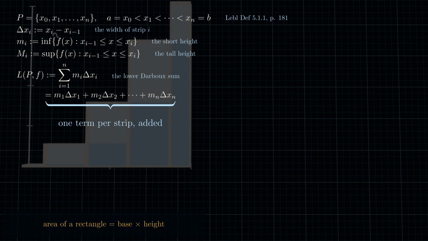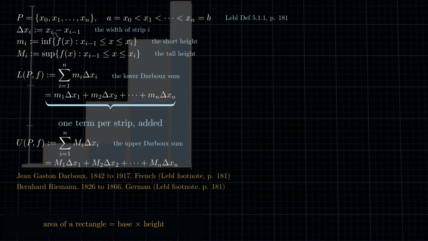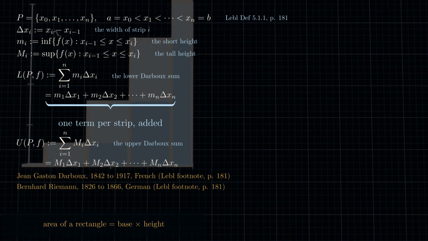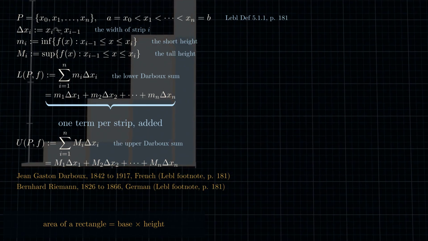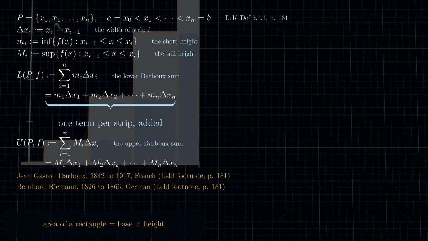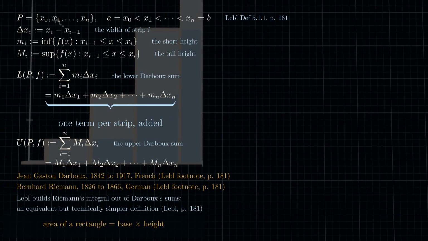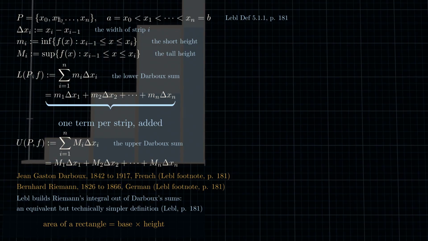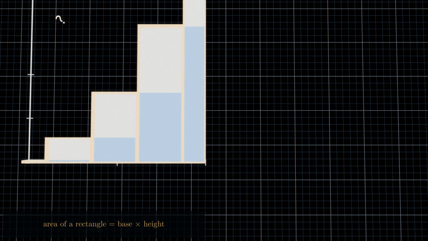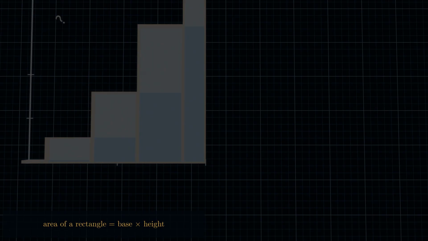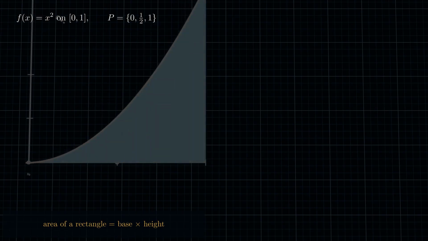Our Lebl calls it L of P comma f, the lower Darboux sum. The upper sum uses the tall heights, the sum of M_i delta x_i, written U of P comma f. Darboux, French, Riemann, the German, the integral is named after. Our Lebl builds Riemann's integral out of Darboux's sums because, in his words, it is an equivalent but technically simpler definition.